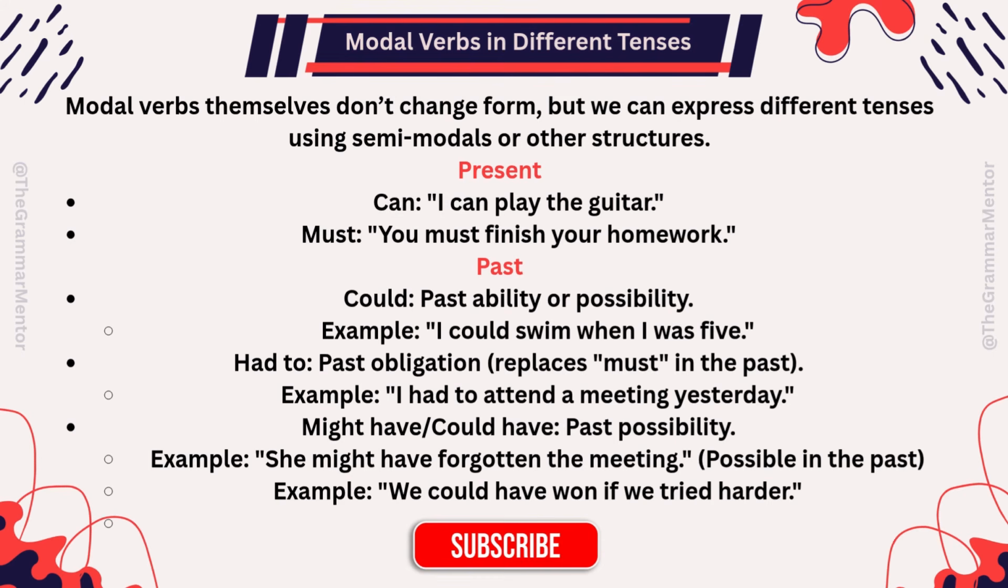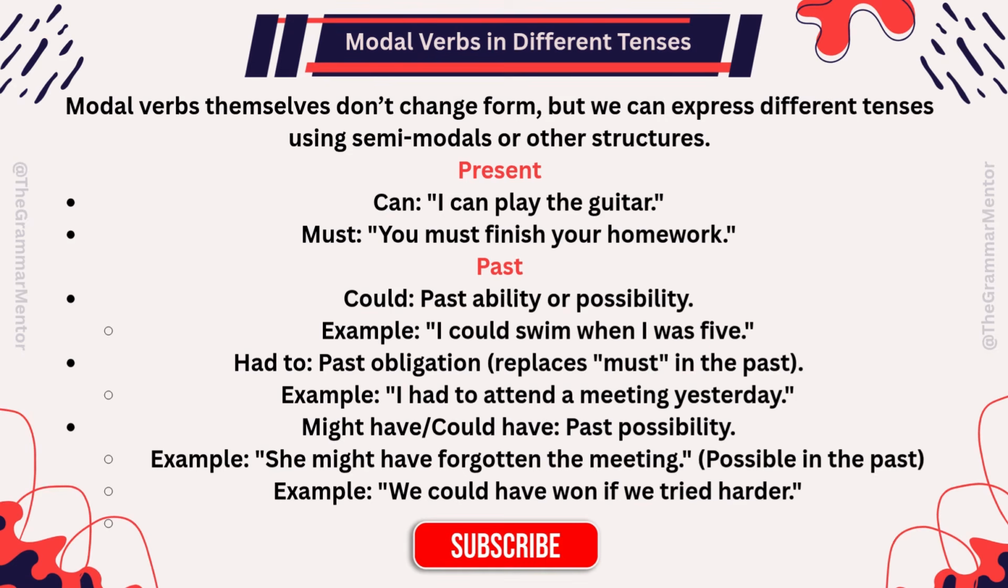Present. Can, I can play the guitar. Must, you must finish your homework. Past. Could, past ability or possibility. Example, I could swim when I was 5. Had to, past obligation, replaces must in the past. Example, I had to attend a meeting yesterday.